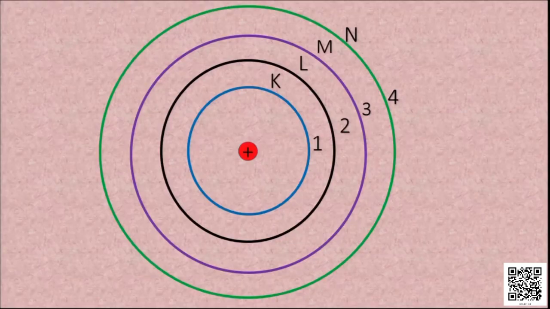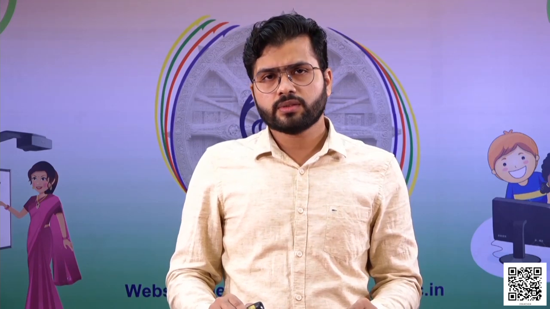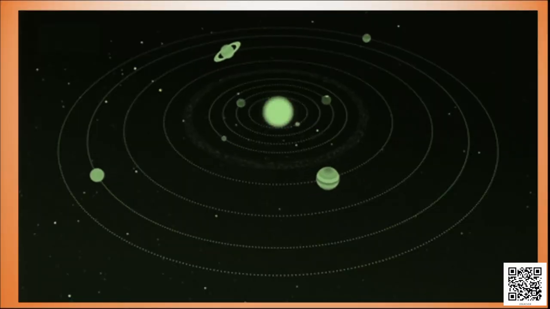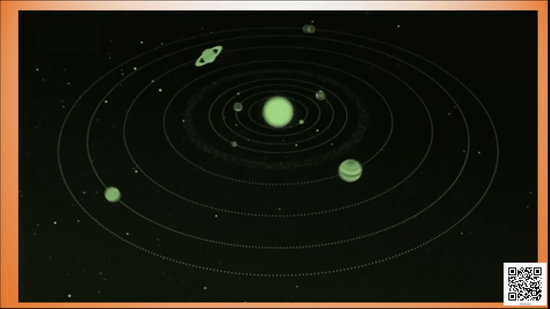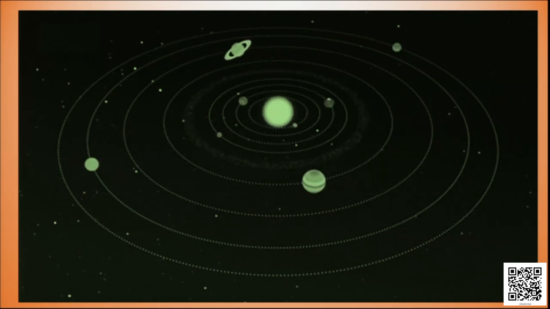So here we can say, when an electron is revolving in the K shell, L shell, M shell or N shell, it does not radiate energy. That means for its lifetime, it remains in the same shell and revolves around the nucleus. You can observe a similarity here to the planetary model. As the planets in our solar system revolve around the sun in a fixed path and do not change their path, in the same way, in the atomic model of Niels Bohr, the electrons also do not change their path while revolving around the nucleus.